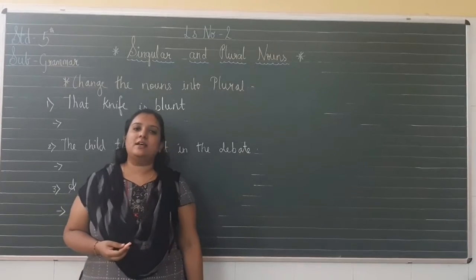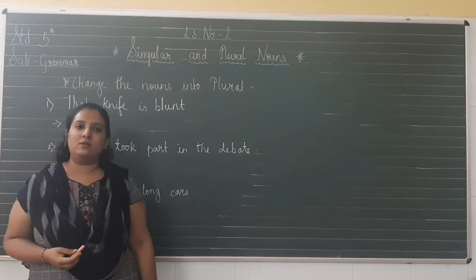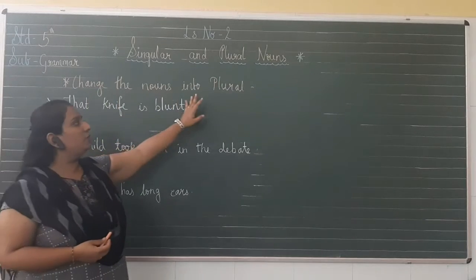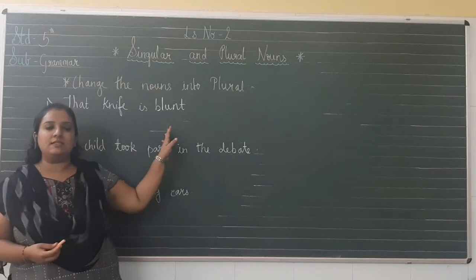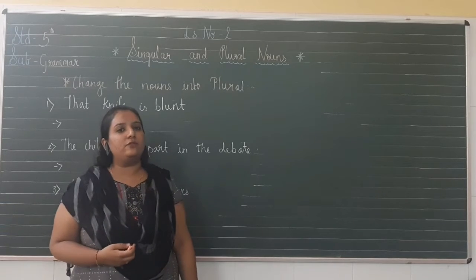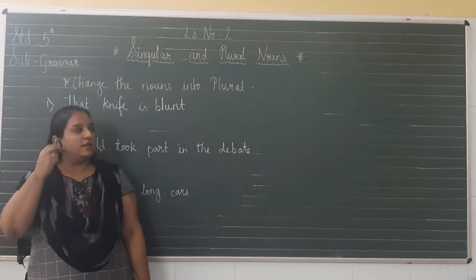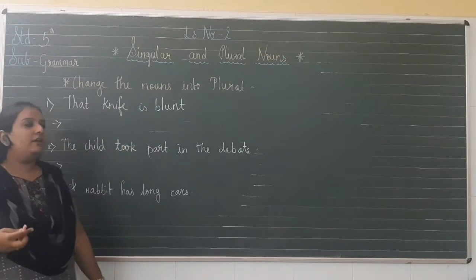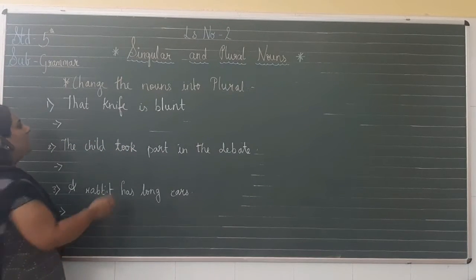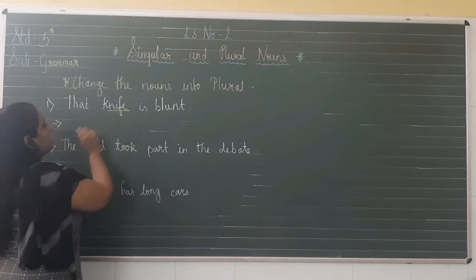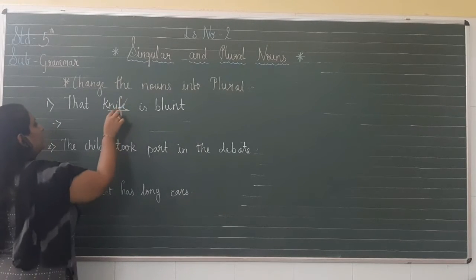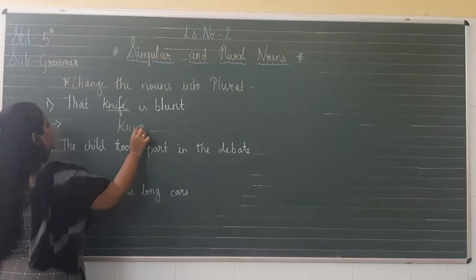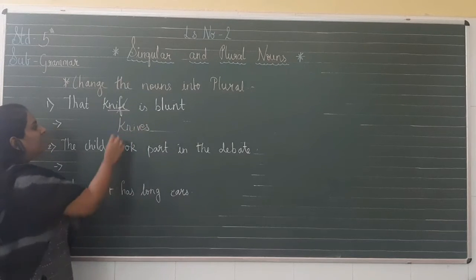Okay students, now let us have a look at exercises of singular and plural nouns. What does this exercise tell us? Change the nouns into plural, which means the nouns in the sentences are given in singular form. We have to change them into plural form. Now look at the first sentence. That knife is blunt. Here we identify the noun knife, but knife is ending in fe. So what will we do? We will cut the fe and we will add ves. So the plural form of knife will become knives.